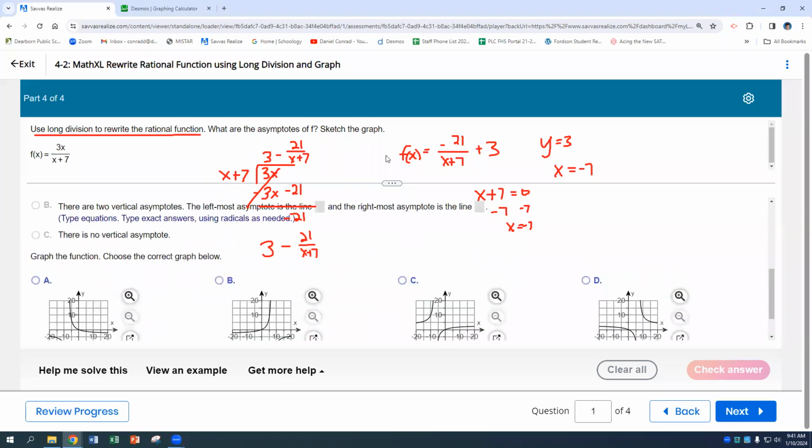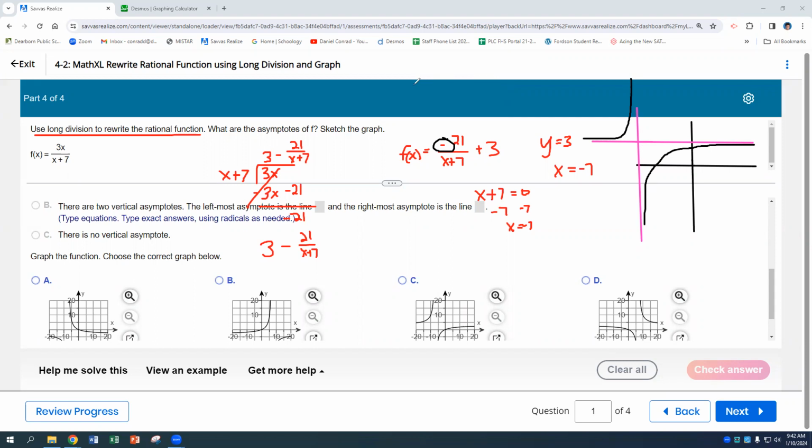Okay, and then the graph. If we were to graph this, you have your x and y axis. Okay, we should have a horizontal asymptote at 3, a vertical asymptote at negative 7, right? And then this is negative, right? Negative. So that means my graph is going to be up here and over here, right?